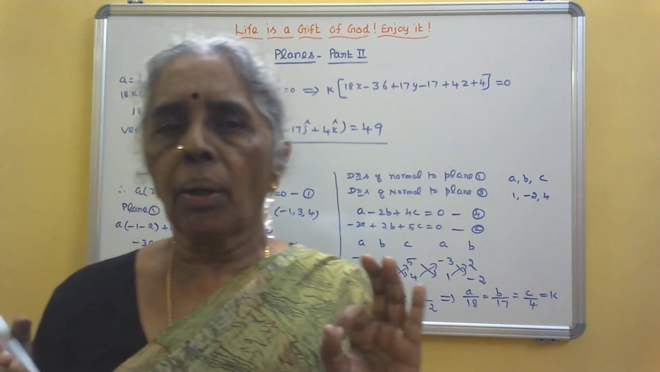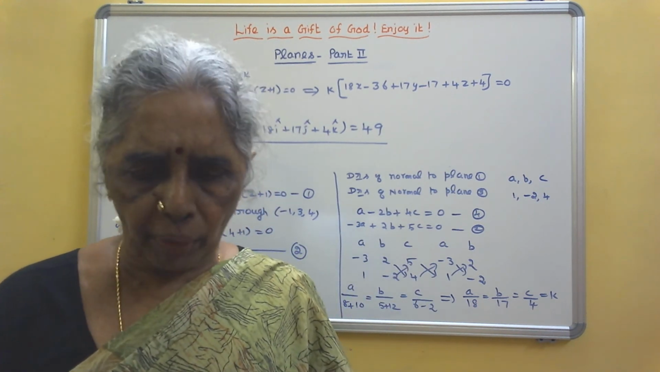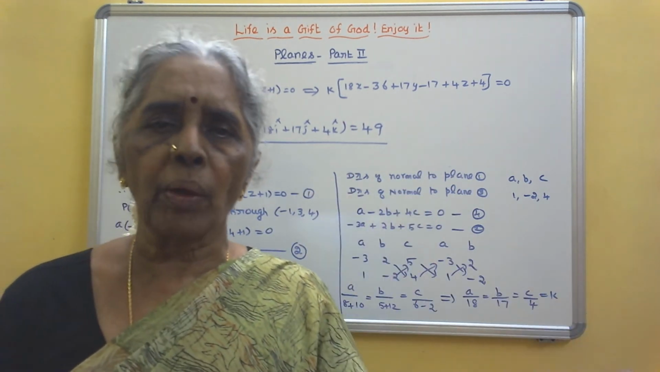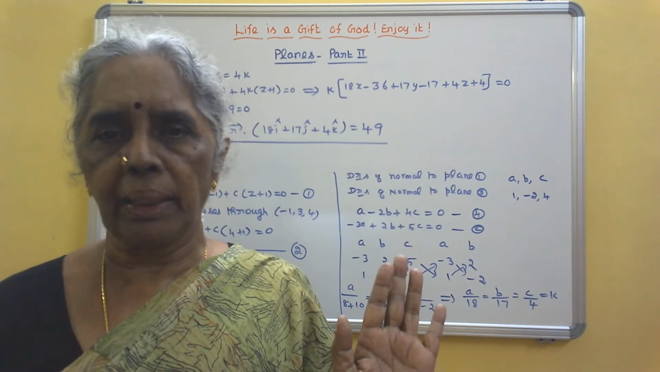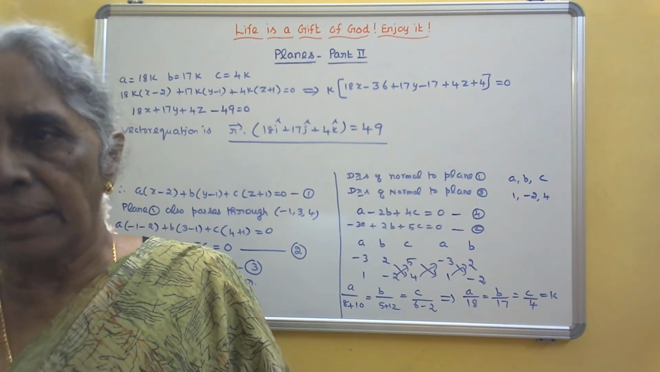So are you clear with the two models, that is, giving 1 point and 2 perpendicular planes, giving 2 points and 1 perpendicular plane? Okay. Let us do one more model today in this video.